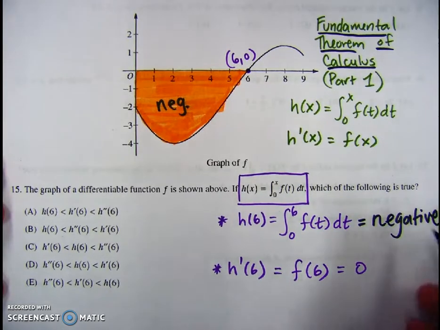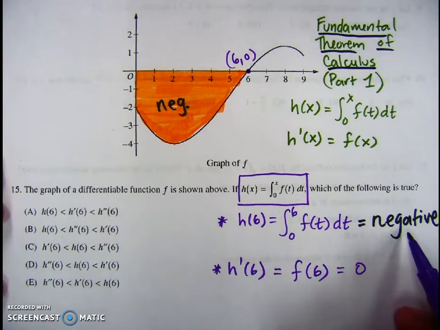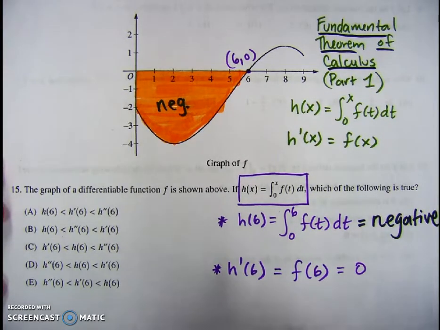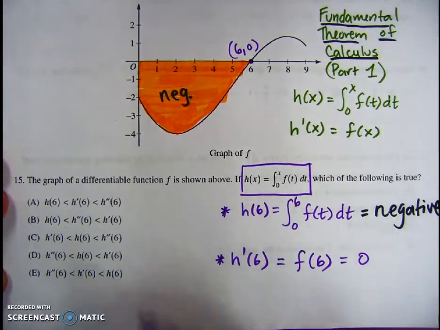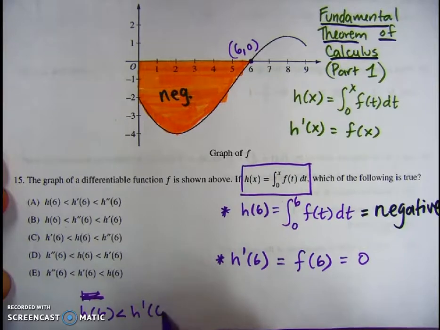Okay, so far we know that h of 6 is negative and h prime of 6 is 0, so far we know that h of 6 is less than h prime of 6.